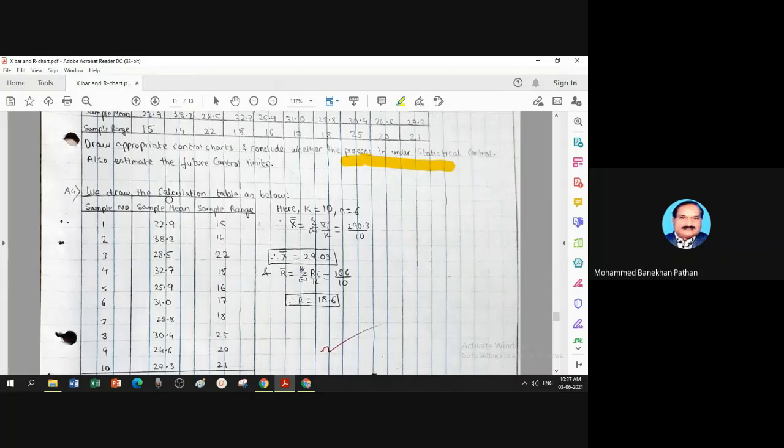Solution. We draw the calculation table as below: sample, sample mean, sample range. This is your data. K is 10, n is 6. X double bar, the mean of means, is the summation of X bar i divided by k, i from 1 to k. So the total of these divided by the number of samples. R bar is the range average, summation Ri upon k. So I get R bar, and I got X double bar, not a single bar, because it is the mean of means.